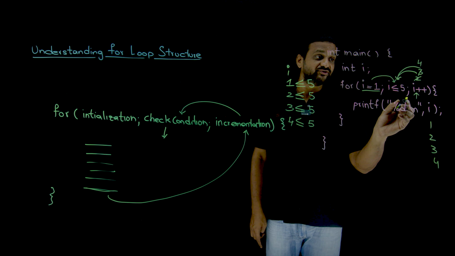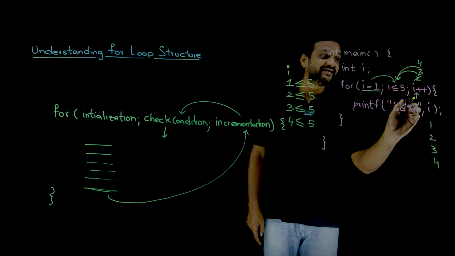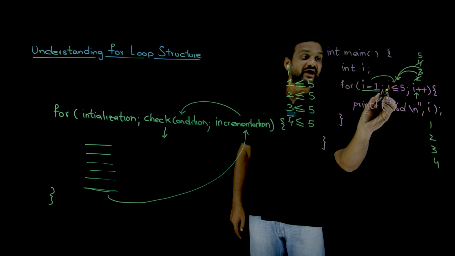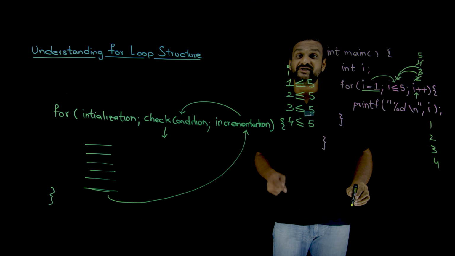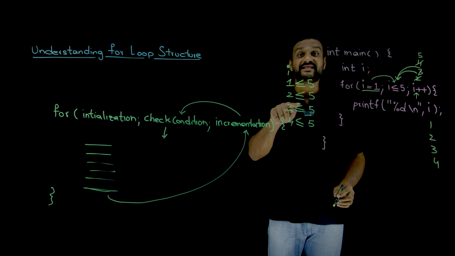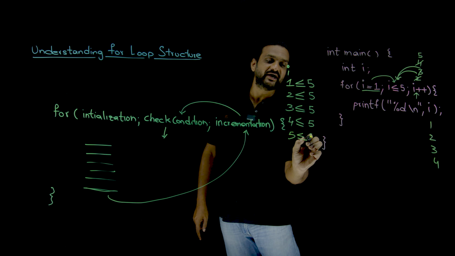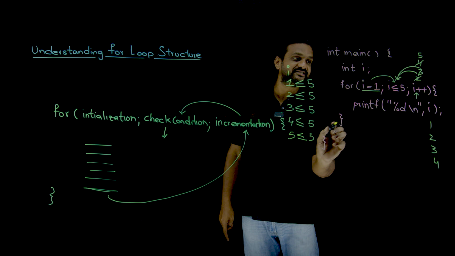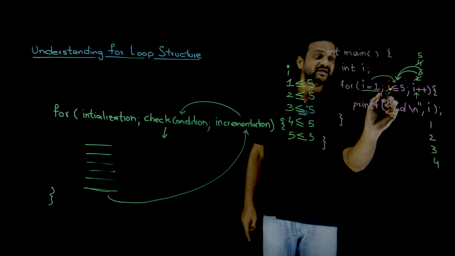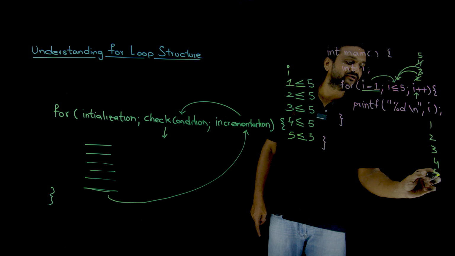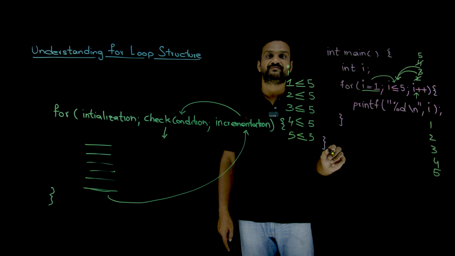And the last one: after completion of all this, the incrementation is done. Now it will be 5. Now 5 less than or equal to 5. Is it true? Yes, it is equal. Less than or equal to, so 5 is equal to 5. So this condition is true. We are going to come into this loop and execute print 5.